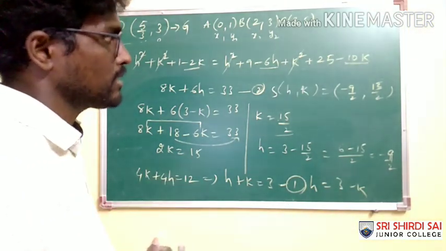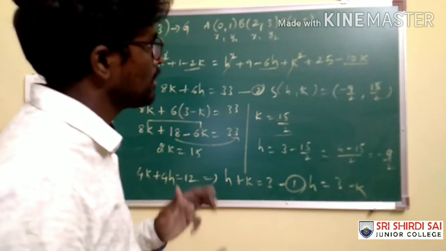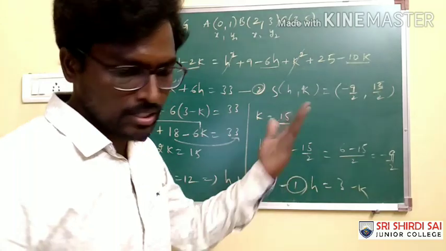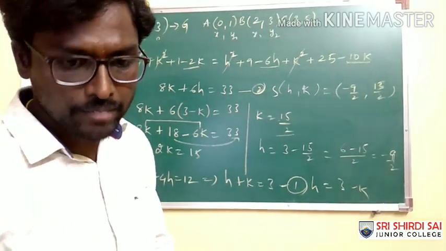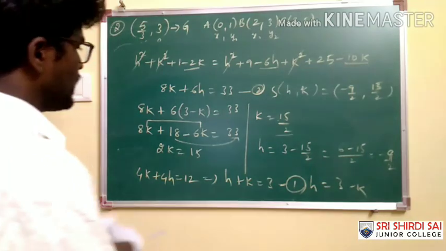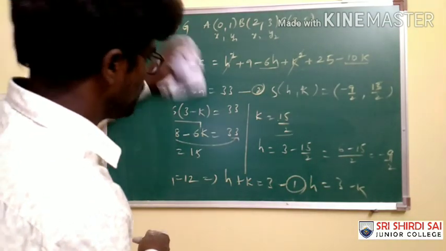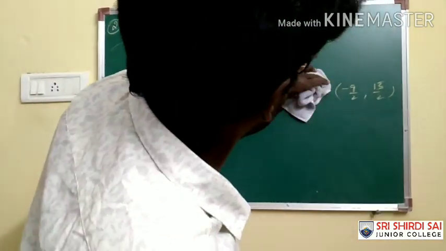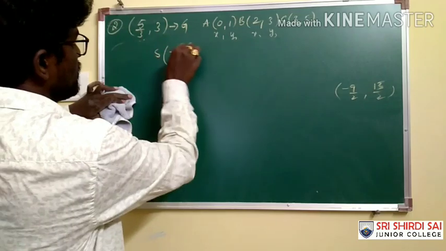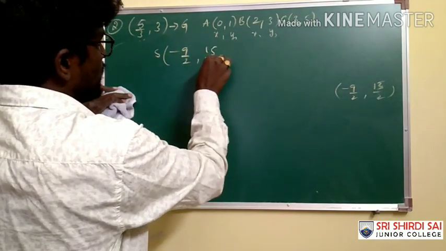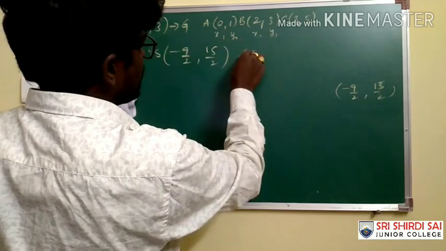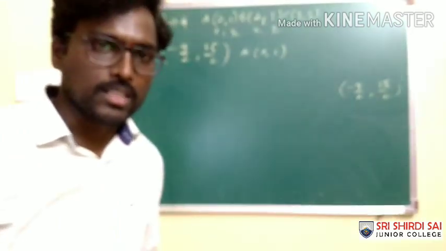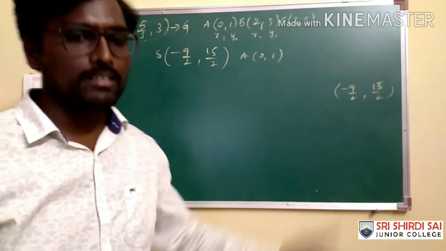So what is the circumcenter? Minus 9 by 2 comma 15 by 2, which means the second problem is completed. The first answer is the third vertex, that is 3 comma 5, and the second one is the circumcenter, that is minus 9 by 2 comma 15 by 2. Now we are asked to calculate the circumradius. What is circumradius? Circumradius is nothing but the distance between the circumcenter S, minus 9 by 2 comma 15 by 2, and any vertex. Let's say the vertex I am taking here, because we can close the problem easily. Circumradius is nothing but SA or SB or SC.